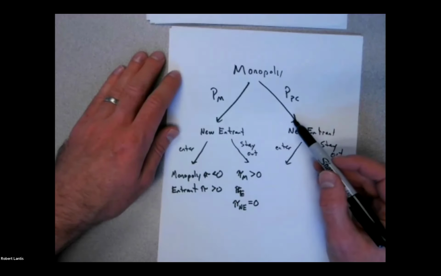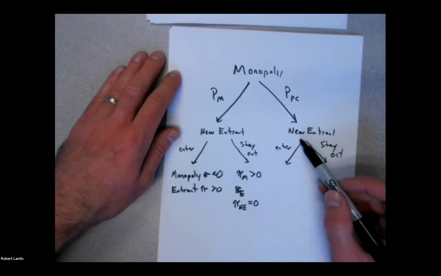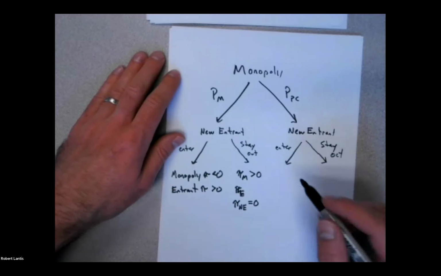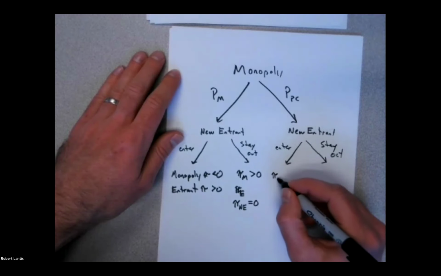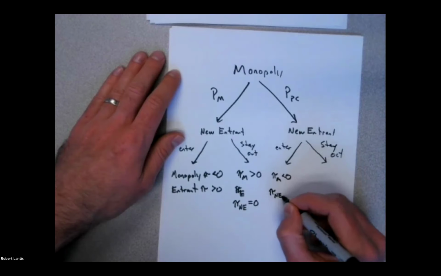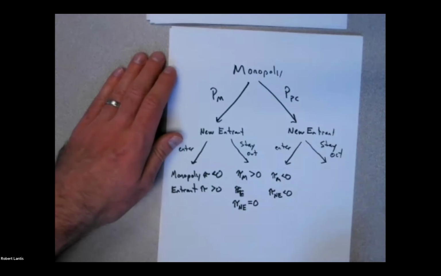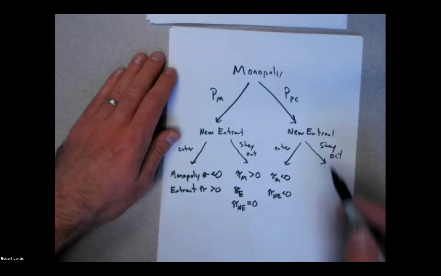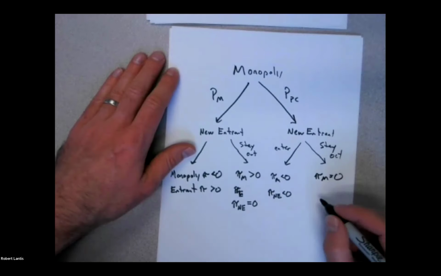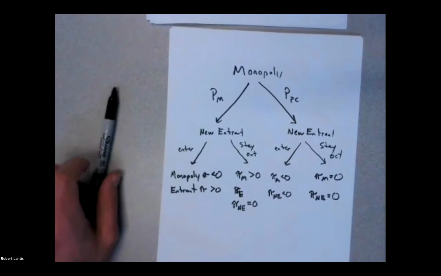Now, if I set a lower competitive price and this other firm enters, well, now we're both setting a lower price. Maybe there's not enough profits to go around, so that the profits of both firms are now negative. Now, if they set the perfectly competitive price and the new entrant stays out, the monopolist will earn profits of zero, and the new entrant is earning profits of zero.